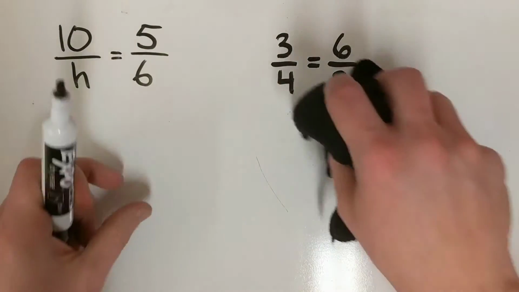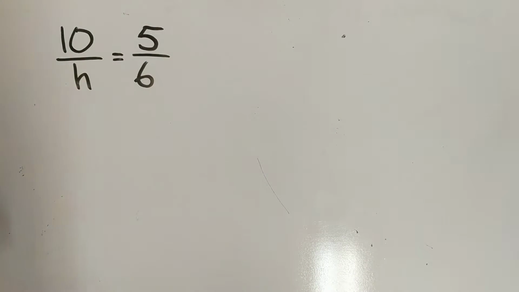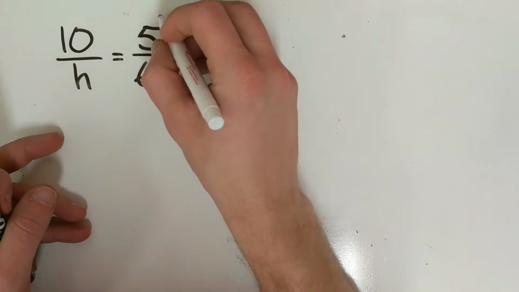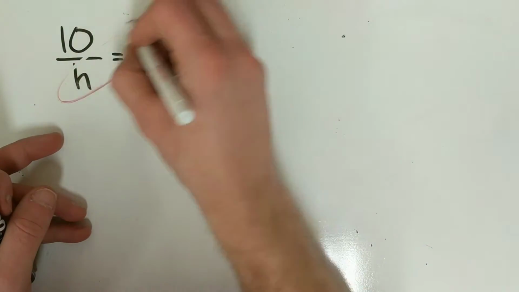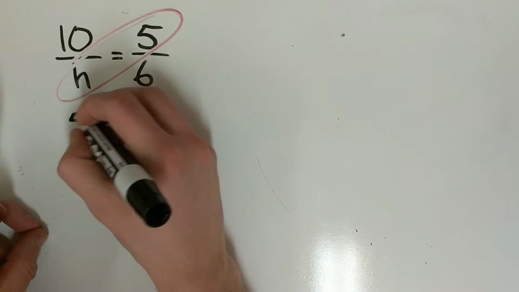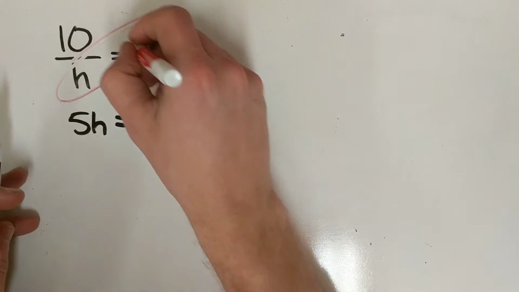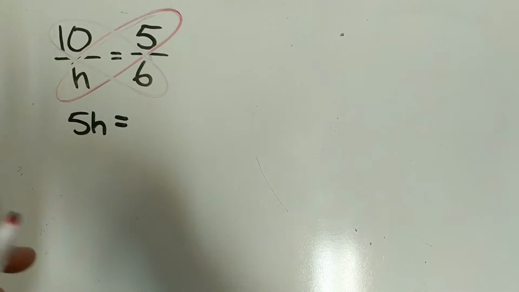So, in a proportion, we remembered that the cross products property is a way that we can use to solve these. So, we're going to use the cross products property, multiply 5 times h, which is 5h, and set it equal to the other cross product, which is 10 times 6, which we know is 60.